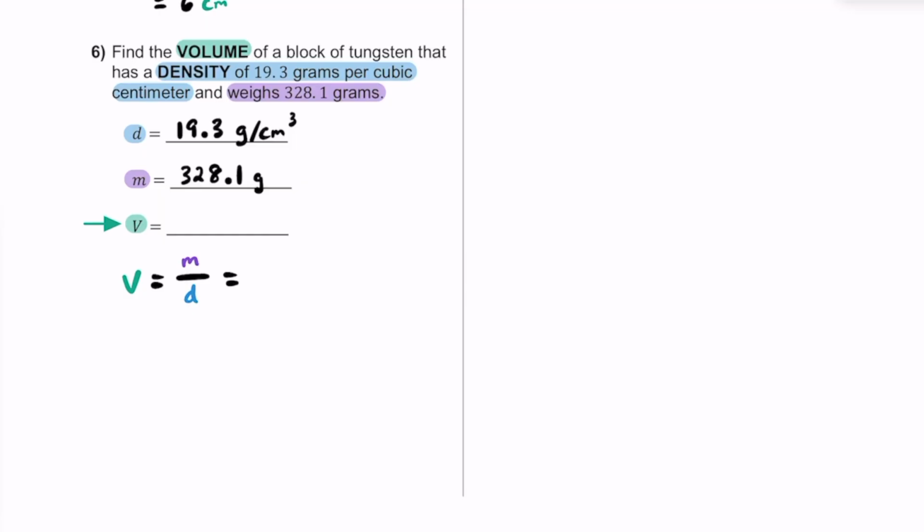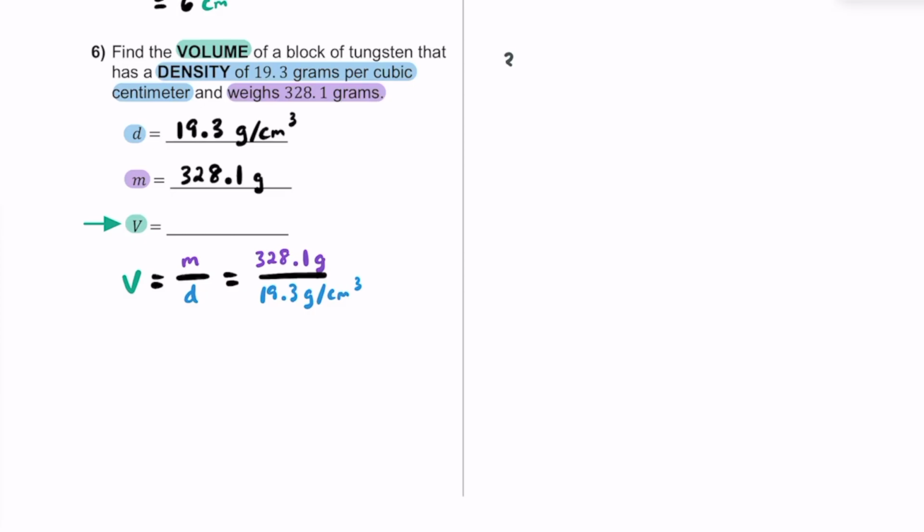So let's take our mass here and write that in as 328.1 grams. Let's divide that by our density here. Our density is going to be this 19.3 grams per centimeter cubed. All right, so in reality, all we're going to do here is just take these two decimals and divide them. Then we'll have our volume. Hopefully you know what the units are going to look like, but let's give this a try.